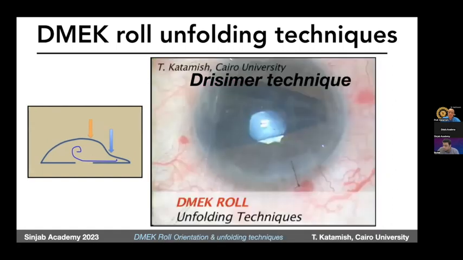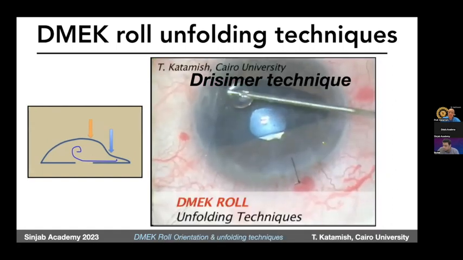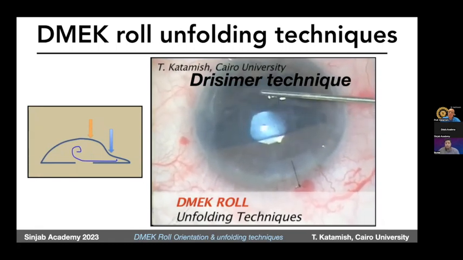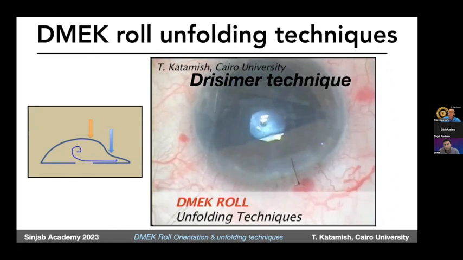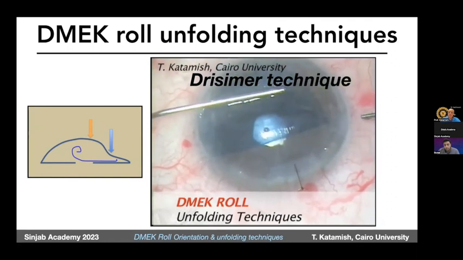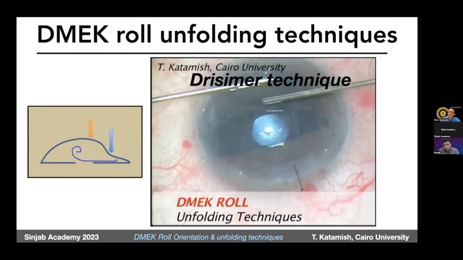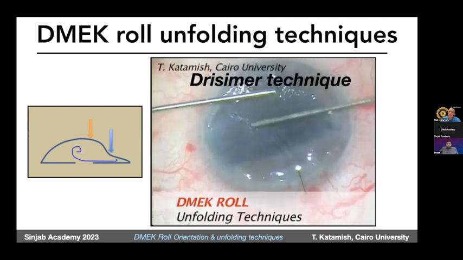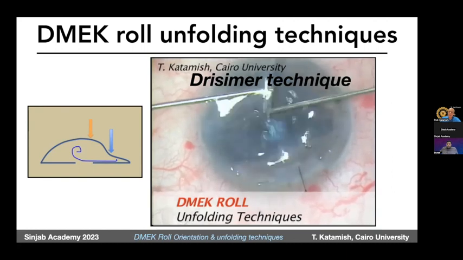Another example of the Drismer technique: you are trying a single cannula, but you have one of the folds which is resistant to unfold. So pinch the other side down, as you see, pinch it from above, and then start shallowing of the anterior chamber and making the tapping technique. This is what I call the pinch and unroll technique, or the Drismer technique.